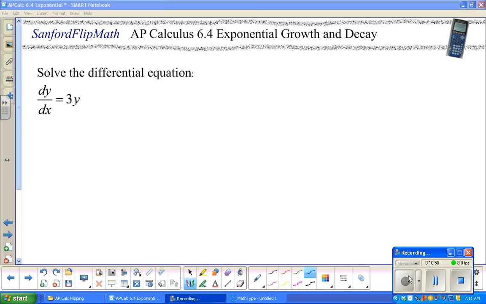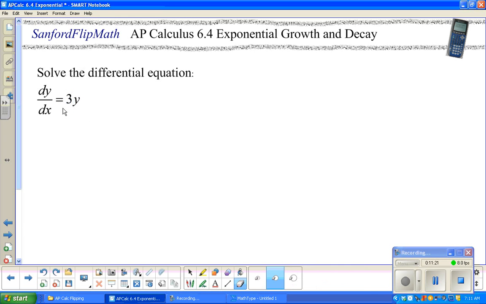I'm going to isolate the y's with y's and the x's with x's, and it doesn't really matter whether you leave the 3 with the x's or with the y's. I'm going to leave it with the x's on the right side. So I'm going to multiply both sides by dx, divide both sides by y, or you can think of it as cross-multiplying if this is over 1. So this is going to be dy equals 3y dx.